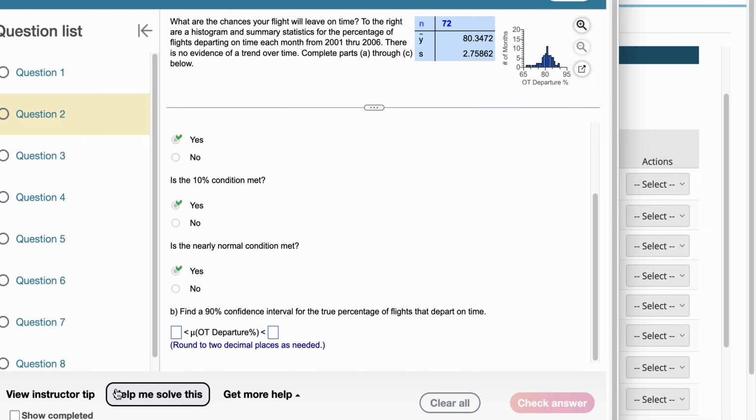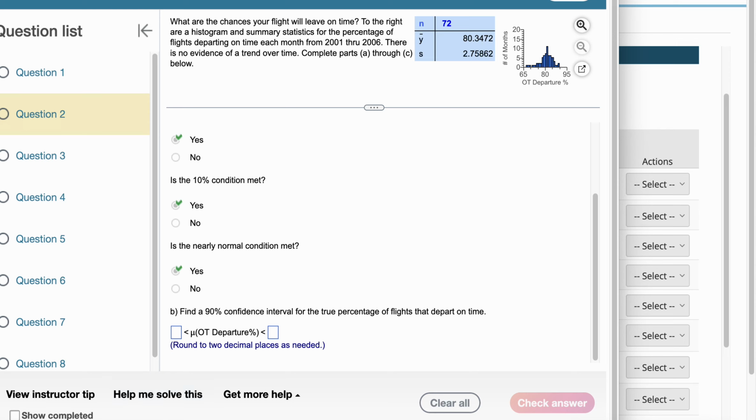So let's read the problem here. It says, what are the chances your flight will leave on time? To the right, we have the summary stats for the percentage of flights departing on time for each month from 2001 through 2006. Is there any evidence of a trend over time? I've saved you the trouble of responding yes, yes, yes to all parts of A. Part B wants a 90% confidence interval for the flights that depart on time.